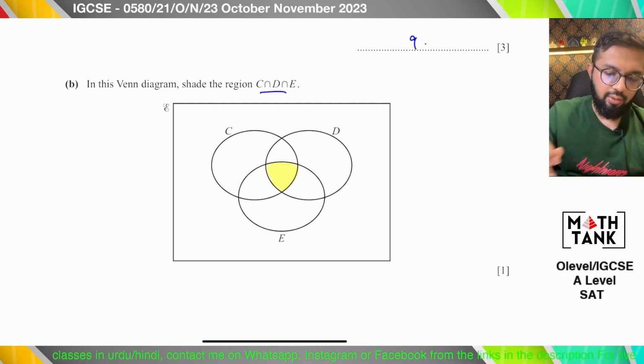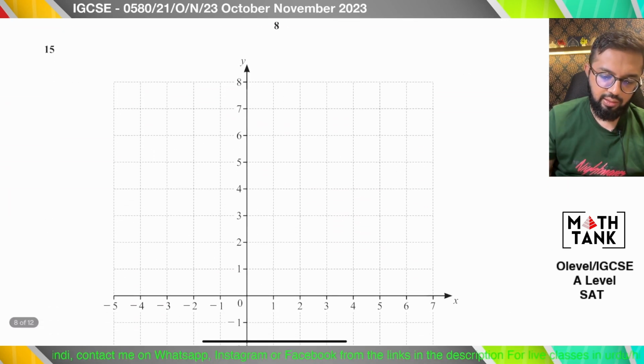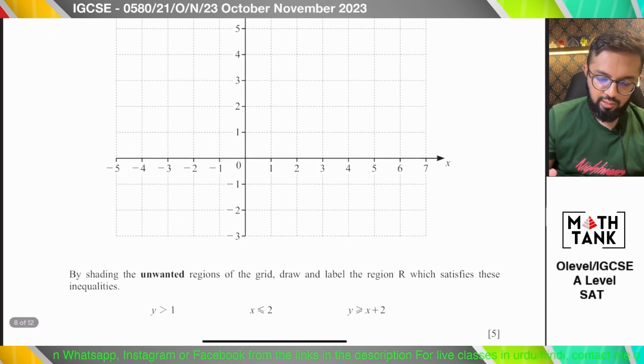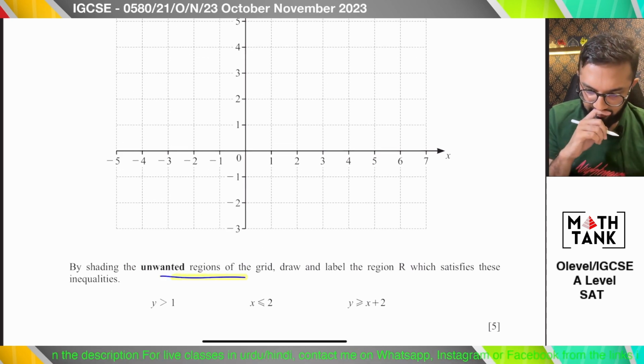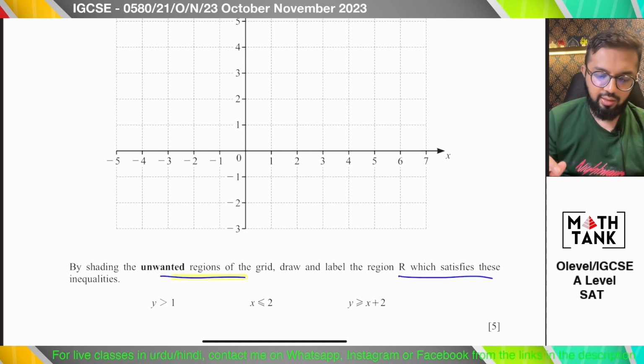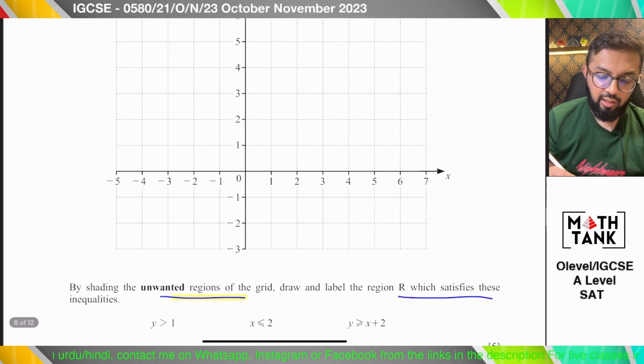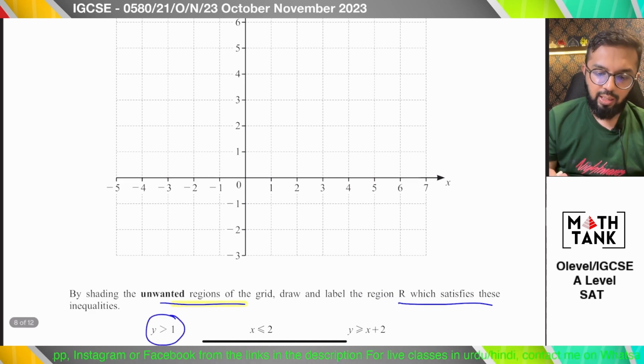Okay, moving on to the next question, which is linear inequalities with shading. By shading the unwanted regions of the grid, draw and label the region R which satisfies the inequality. So remember that once you've drawn the lines, you have to shade the unwanted regions. So y is greater than 1.